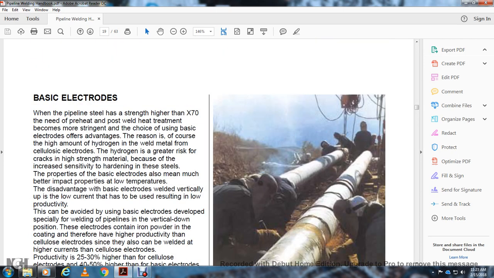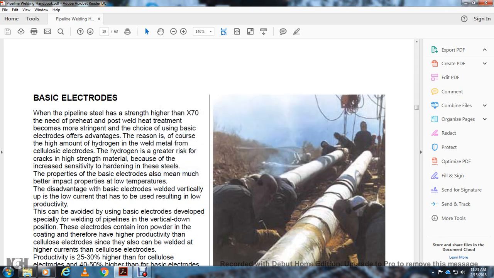Basic electrodes: when the pipeline strength is higher than X70, with the need for preheat and post-weld heat treatment and more stringent coatings, the use of basic electrodes offers the advantage of a low hydrogen content, while the weld metal with cellulosic electrodes has high hydrogen, with a greater risk of cracking for high-strength material and an increased sensitivity to hardening of the seals.